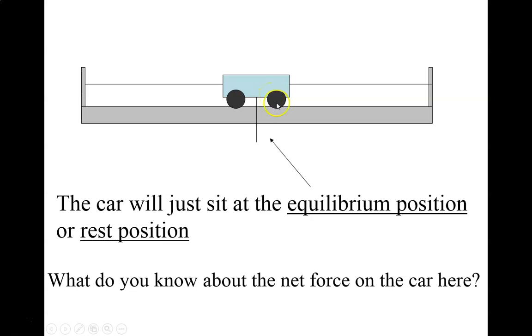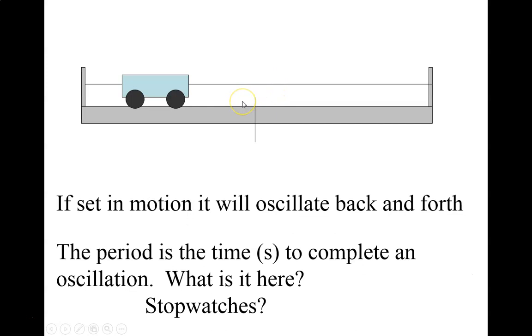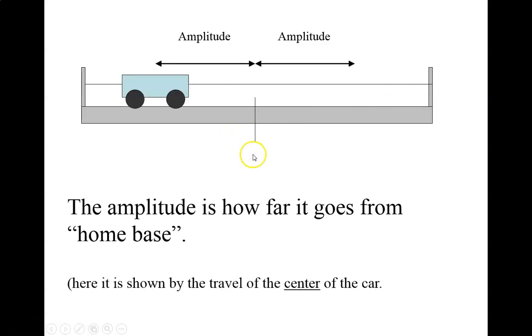And what do we know about the net force on the car here? Well, if it's not moving or doing anything, we know that the net force has to be zero, or it's at equilibrium. If we set it in motion, it's going to oscillate or vibrate from one end to the other. The period is the time it takes to complete one oscillation. So the easiest way to do this is let's start a stopwatch when it reaches this left side. So we'll start and then let it go and then stop. So that's one complete oscillation, and that's known as the period. That's a term you need to know, and that's the time in seconds to complete one oscillation.